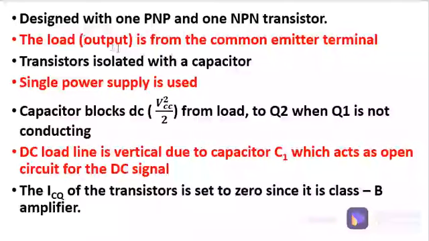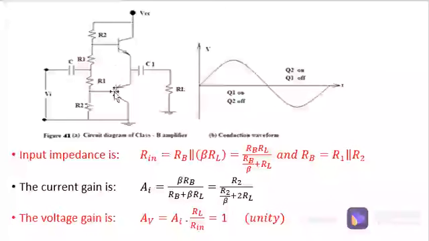And the load, that's the output, is from the common emitter of the two transistors. For us to understand this, look at the diagram. This is my transistor number 1, a PNP. This is my transistor number 2, NPN. And this is the emitter for the NPN, and this is the emitter for the PNP. And at their meeting point, we are now taking our output. And this output is being delivered through a capacitor C1 and then to the load resistance, which I told you is the loudspeaker that has a resistance of either 4 or 8 or 16 ohm.